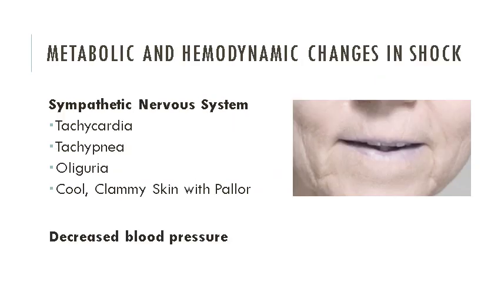Metabolic and hemodynamic changes that you'll see in your clients with shock, they will have changes to their sympathetic nervous system. This will result in tachycardia, so a very fast heart rate, tachypnea, fast respirations, oliguria, decreased urine output, and we'll also see cool, clammy skin, often with pallor.